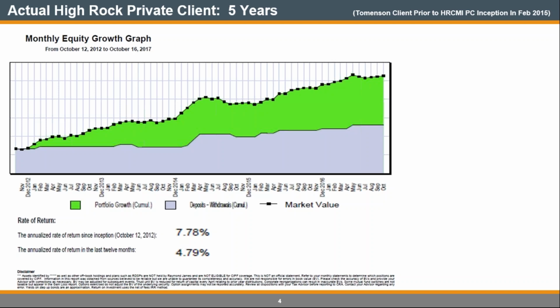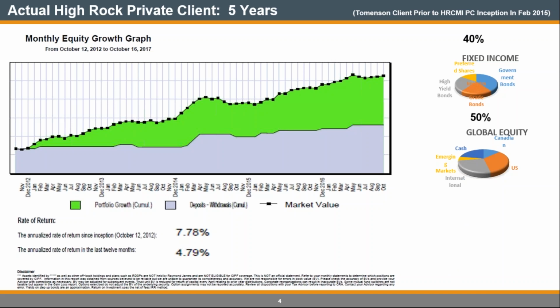The above client example is a client who has been with me from before we began High Rock and is also fully invested now in our three models: 40% fixed income, 50% in global equity, and 10% in the tactical model. If you've been with us for a shorter period of time, you may not yet be fully invested because we've been waiting for the appropriate opportunity to make some purchases for your portfolio. So your portfolio performance may not look the same.